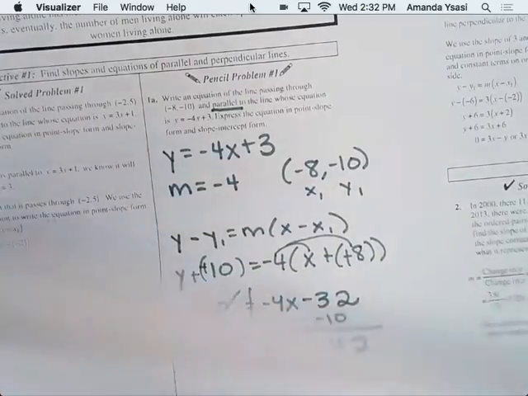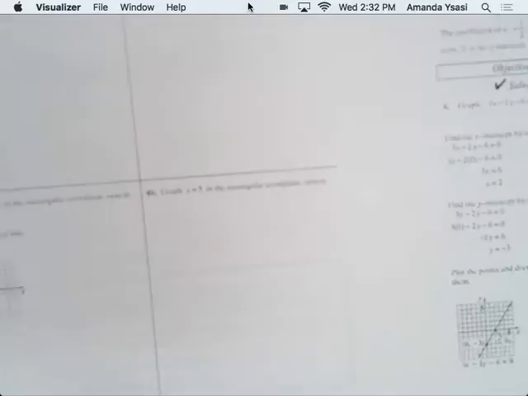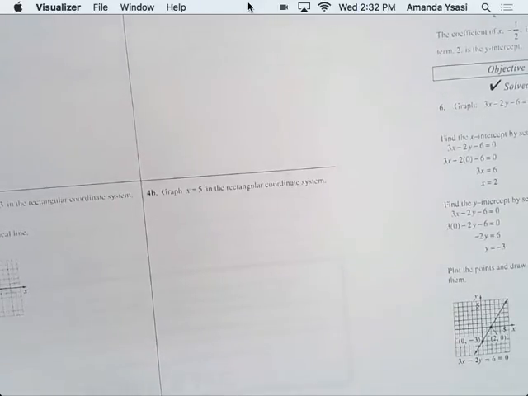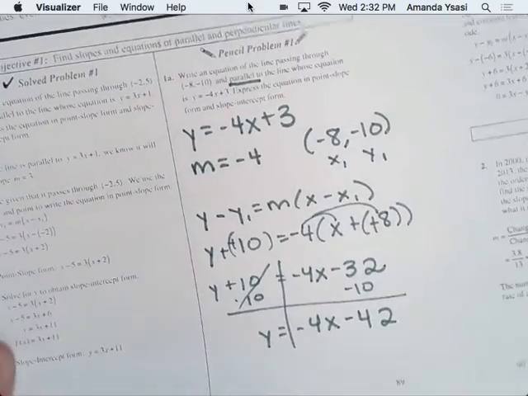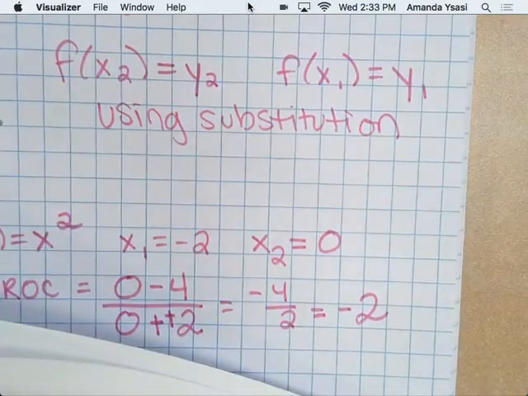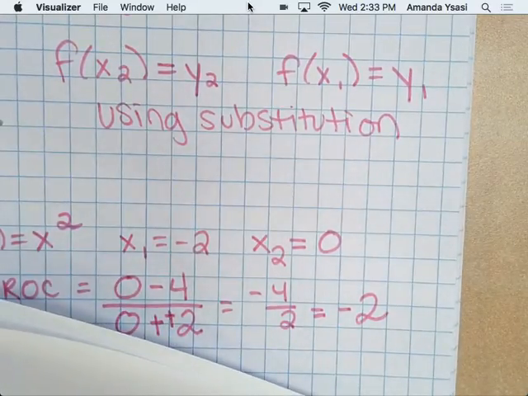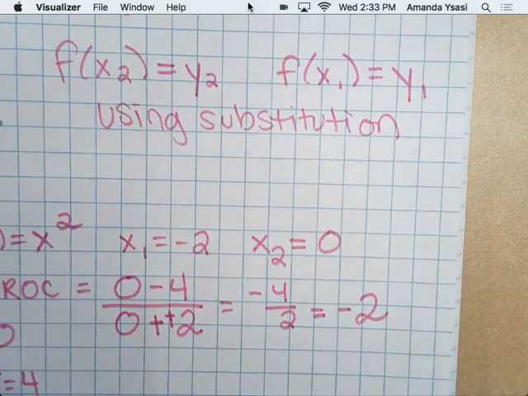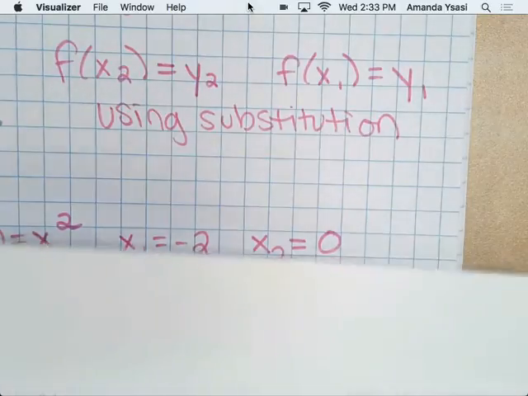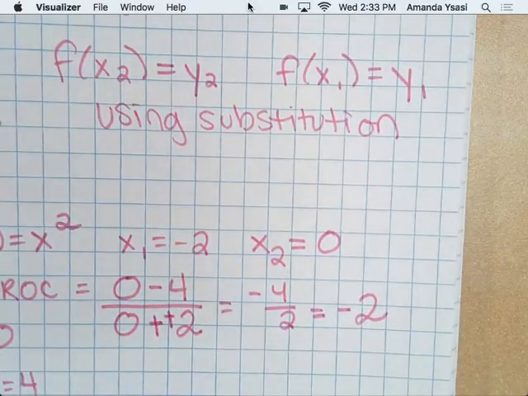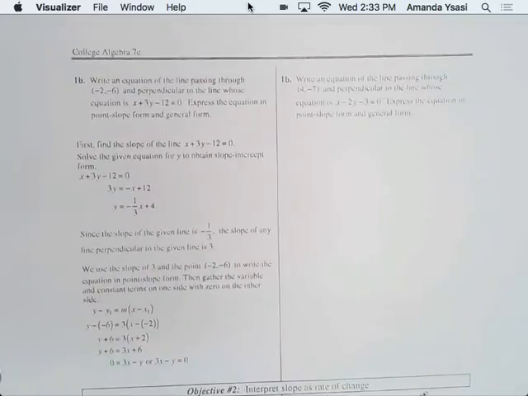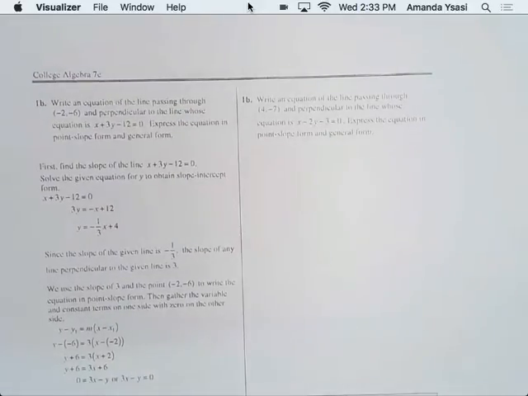And the answers are back here, by the way, so you can check them. What problem was this? 1A? Is there not an answer? What does it say? Oh, am I on the wrong page? Oh, I was on the wrong page. Okay, good. All right, let's go to the next one, 1B.